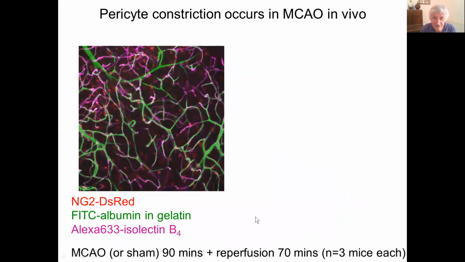Incidentally, this also occurs in vivo after middle cerebral artery occlusion. This is in a mouse expressing a red dye in the pericytes again, and there's green dye, fluorescent albumin, in the blood. And we've labeled the vessels with isolectin B4 conjugated to this purple dye. And you can see that after a middle cerebral artery occlusion for 90 minutes and reperfusion, the green blood comes back through lots of vessels, but there are some vessels, like these ones up here, which are still present, they're purple, but there's no green blood in them. So what's going on there?